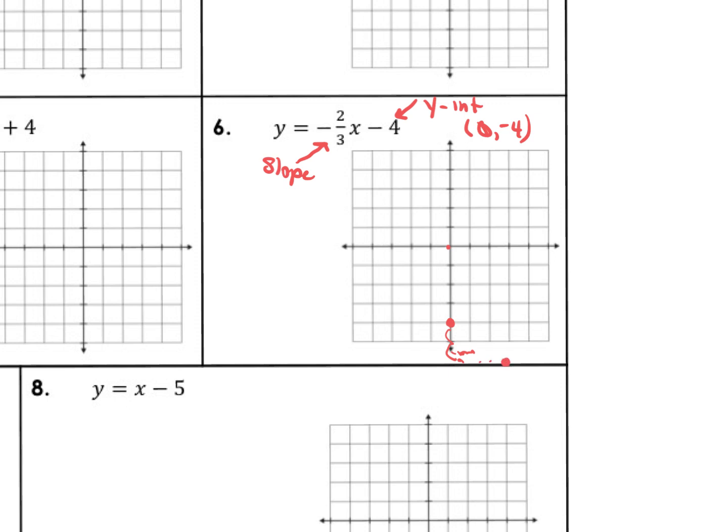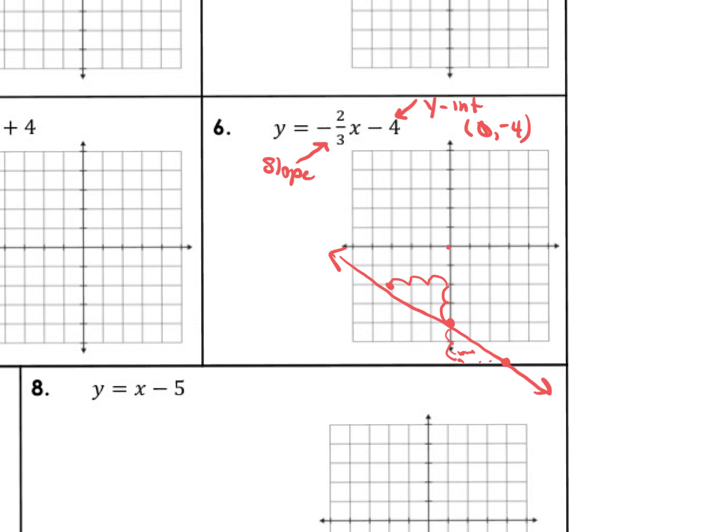So what you can do is go back to (0, negative 4), and go the opposite direction. And it'll still give you the same line. So we're going to go up 2 and over 3. 1, 2, 3. And as you can see, when you draw the lines, it's still on the line. All right, I'm going to leave the rest of these for you to do for yourself.